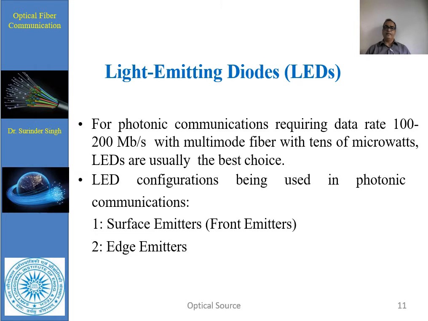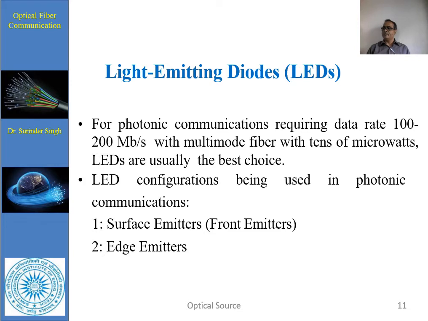Next is LED. For photonic communication, there is a requirement of data rates around 100 to 200 megabits per second with the multimode fiber, and tens of microwatts of power is required. LED is a sufficient choice for multimode fiber. LEDs are basically available in two forms: surface emitting LED as well as edge emitting LED.